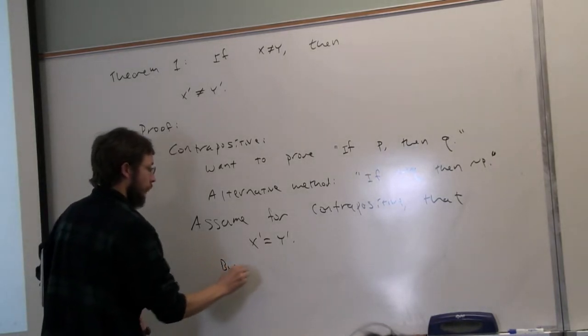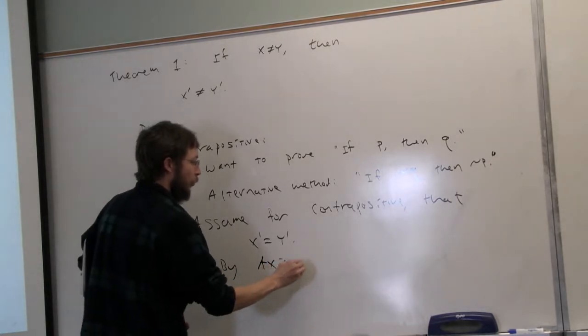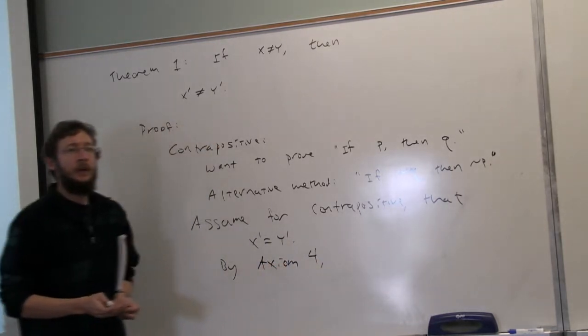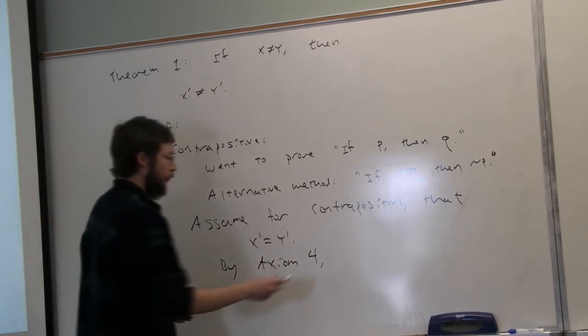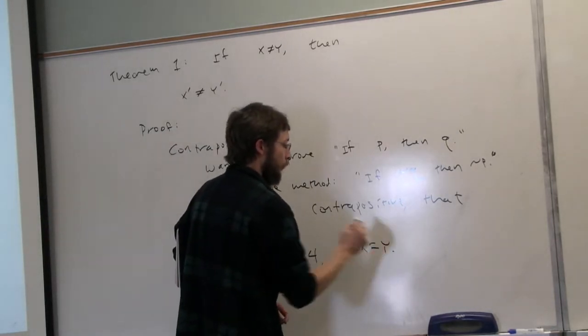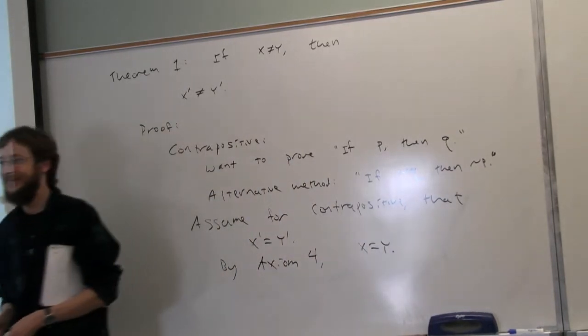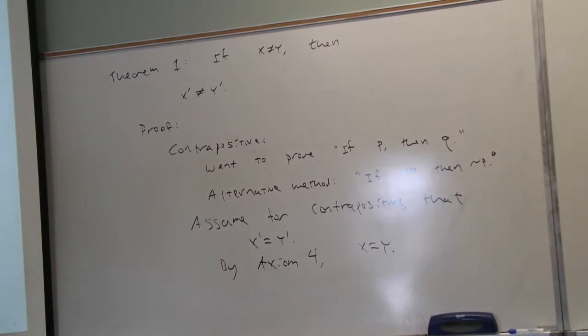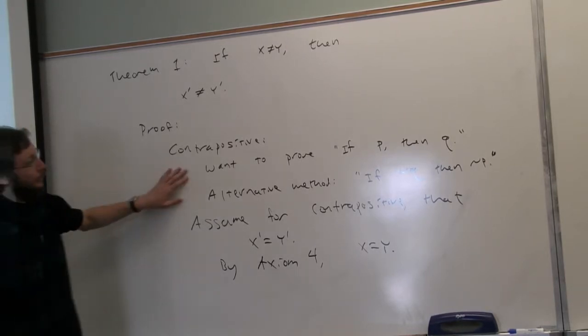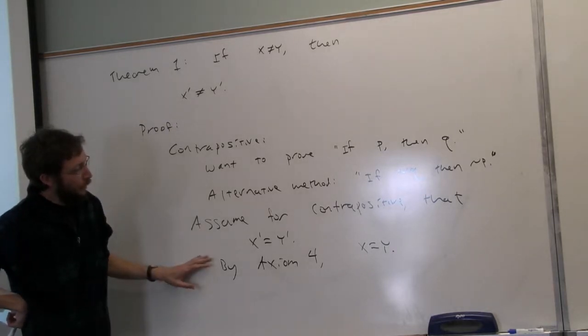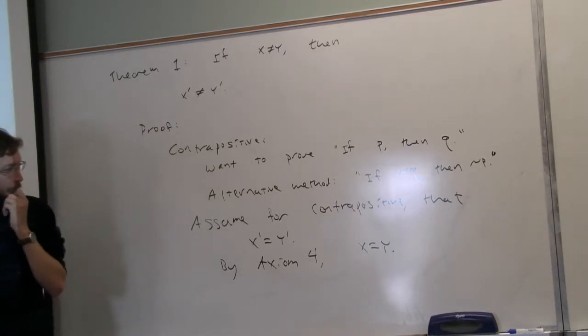Then, by axiom 4, we know that x had to equal y. Ta-da! That's the proof. Doesn't look like we've done anything, huh? But let's go and explore this proof a little bit.